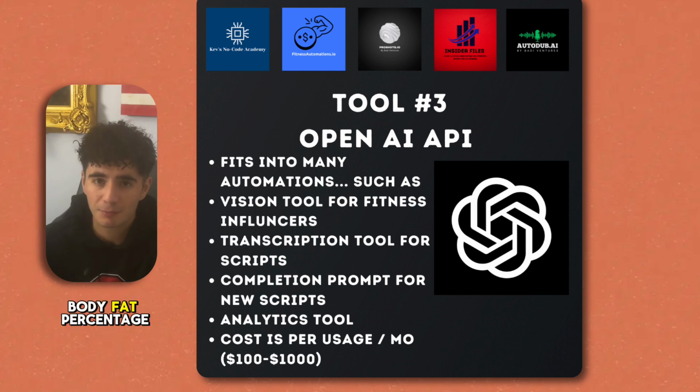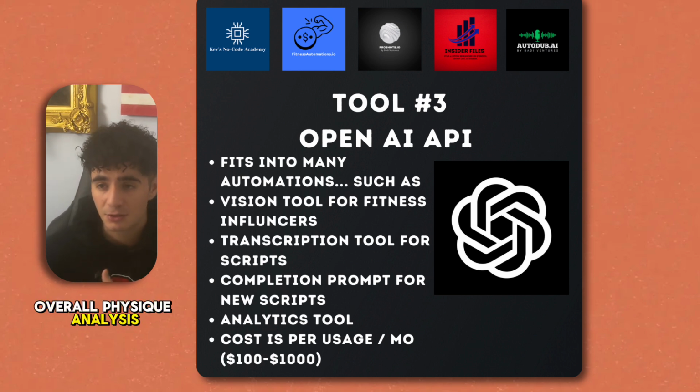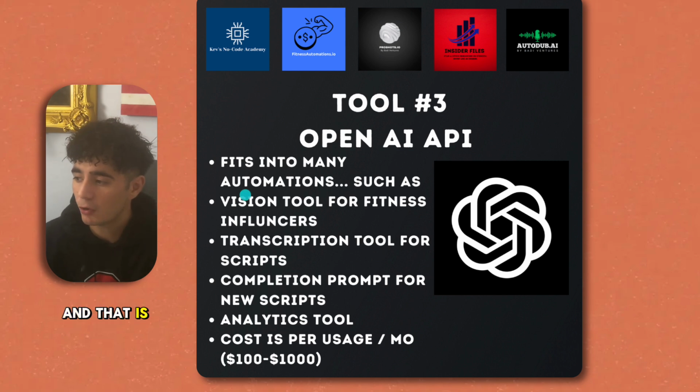And so that will fit in the fitnessautomations.io breakdown. We can now sell body fat percentage scanners to fitness influencers to sell to their community. We can sell overall physique analysis to their community. We can even sell like workout form analysis to their community. And that is all in the vision tool.